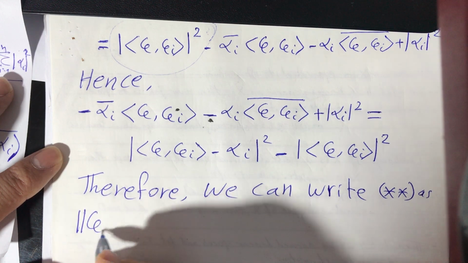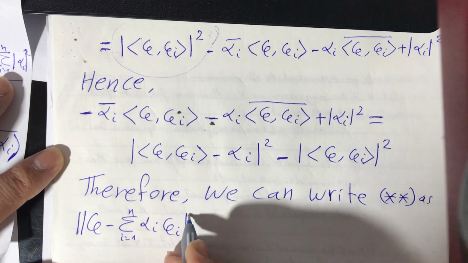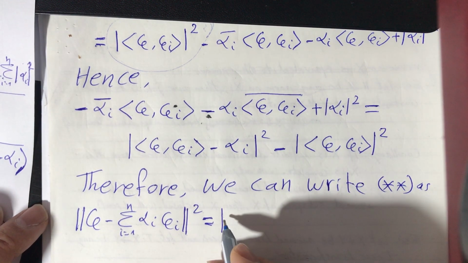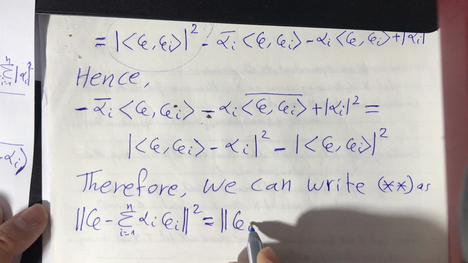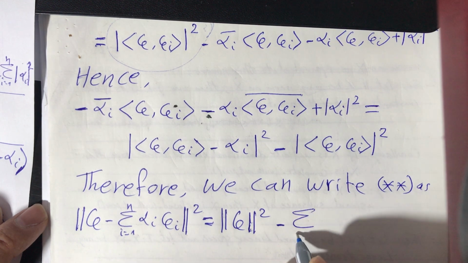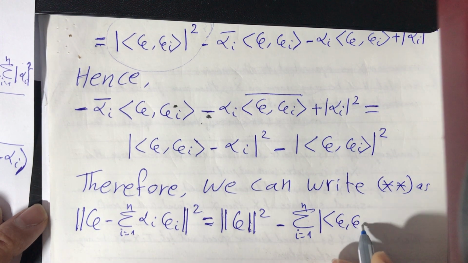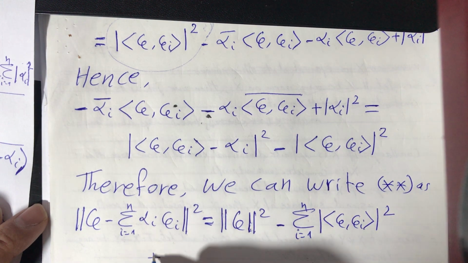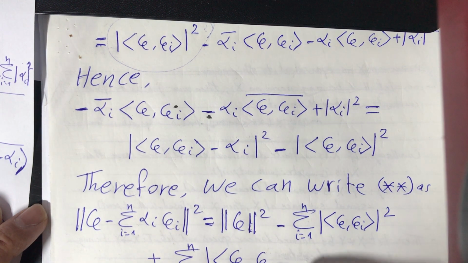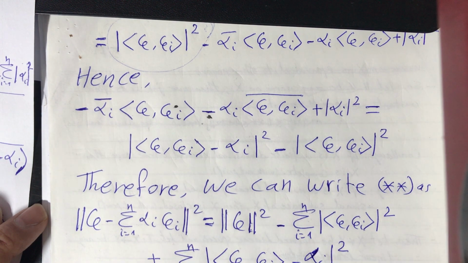The norm of phi minus the summation i from 1 to n of alpha i phi i, squared, is equal to the norm of phi squared minus the summation i from 1 to n of the inner product of phi and phi i, squared, plus the summation i from 1 to n of the inner product of phi i minus alpha i, squared. How can I write this?